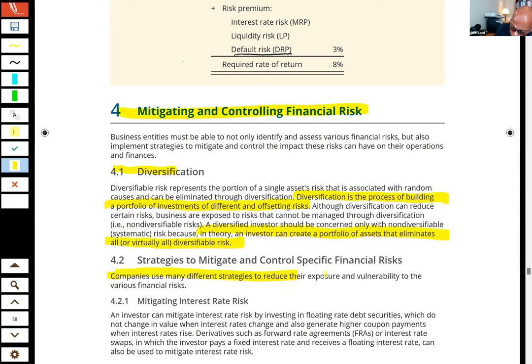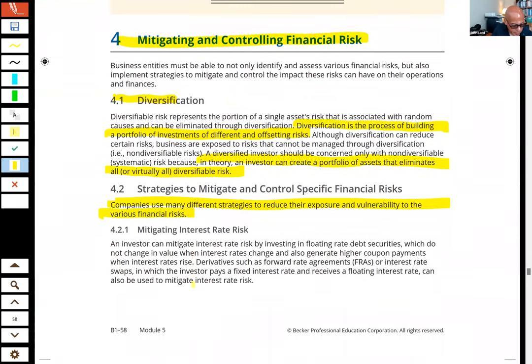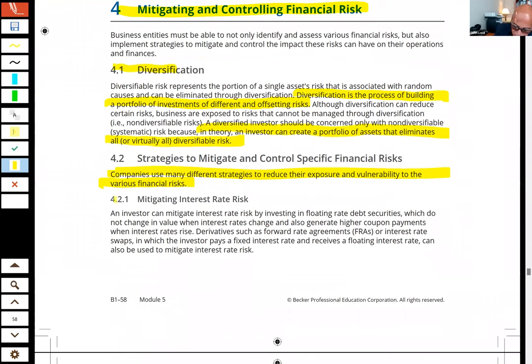Companies use many different strategies, okay? And we're going to look at some of these different strategies here. And let's take a look at ways to mitigate interest rate risk. An investor can mitigate interest rate risk by investing in floating rate debt securities, which do not change in value when interest rates change, and also generate higher coupon rates when interest rates rise. Okay, so you're going to have some sort of flexible rate security or floating rate security.